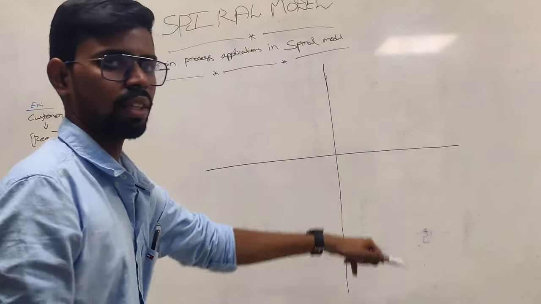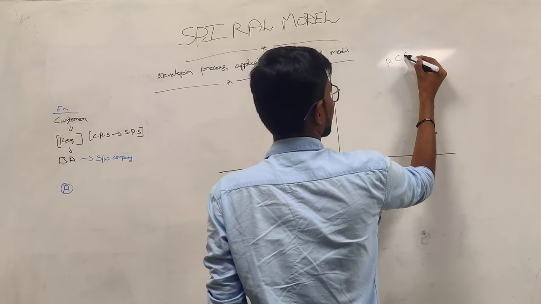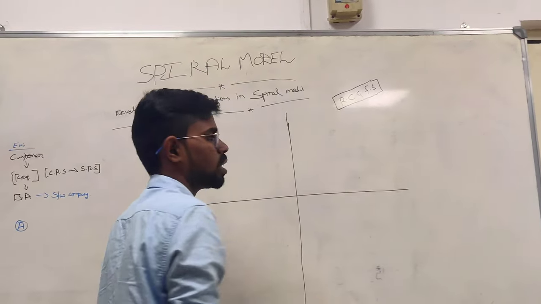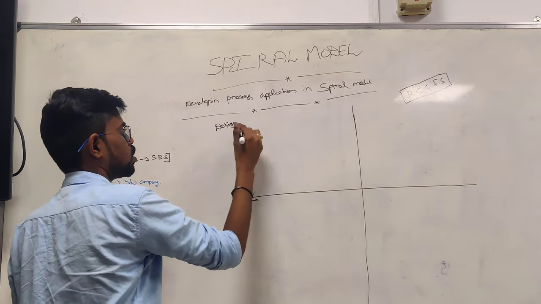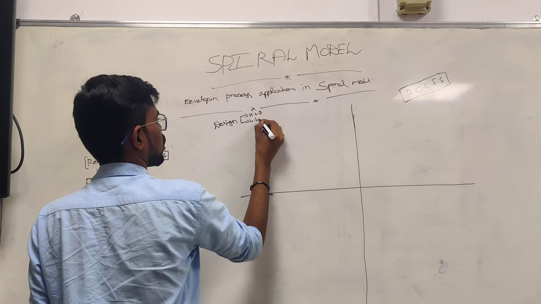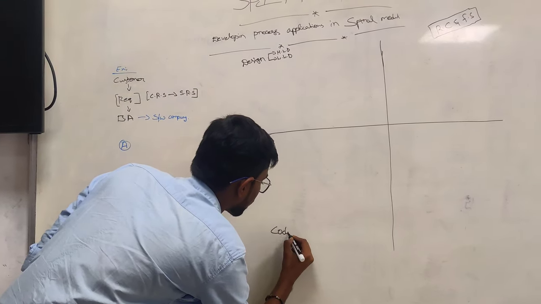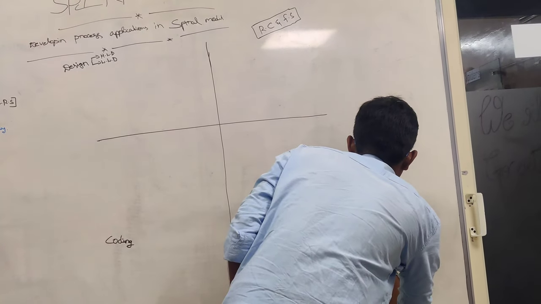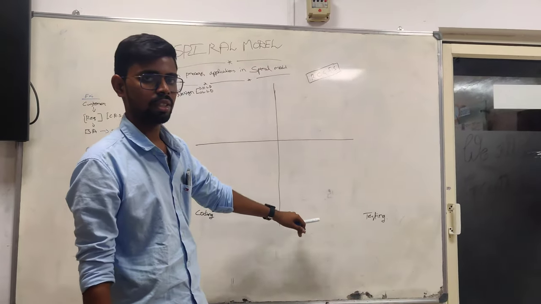These are the four stages in the spiral model. The first stage is requirement collection and feasibility studies. Both are done in the same stage. The next one is design. In this stage, both high level design and low level design are done. After that, this stage we call the coding stage. After that, this stage we call the testing stage. In the coding stage, developers work, and in the testing stage, the testing team works.